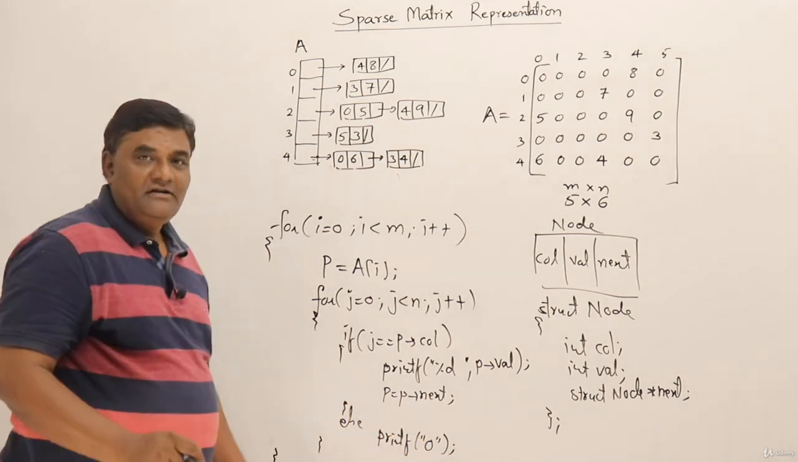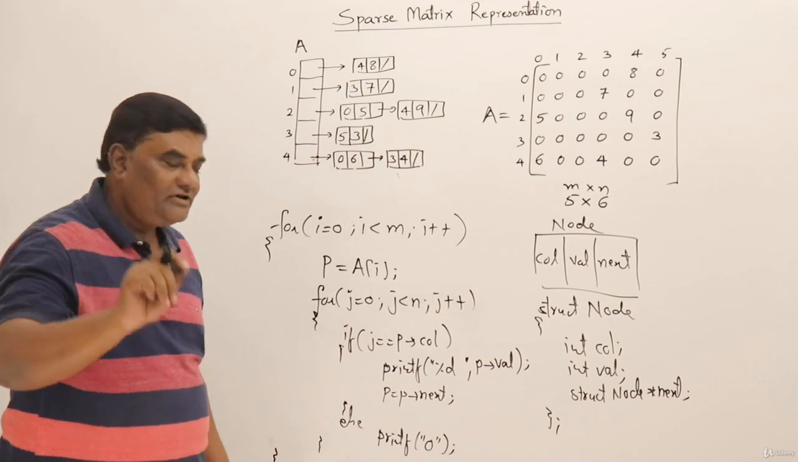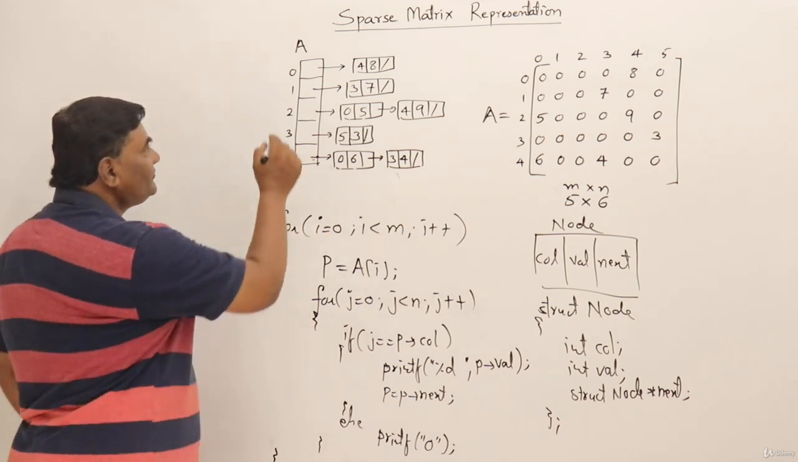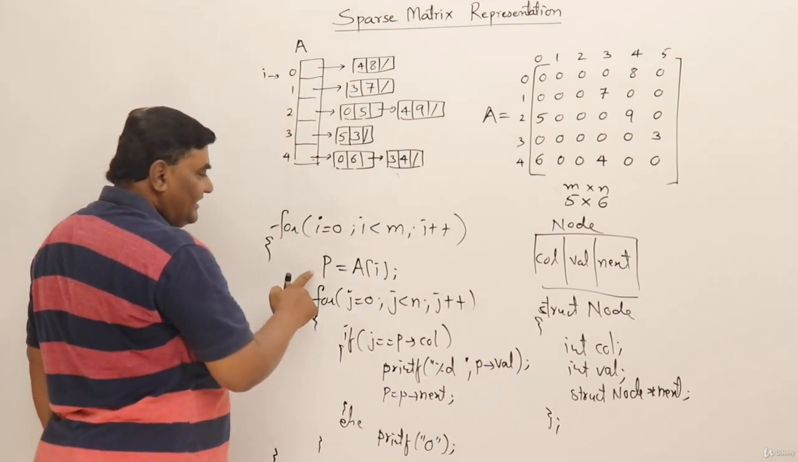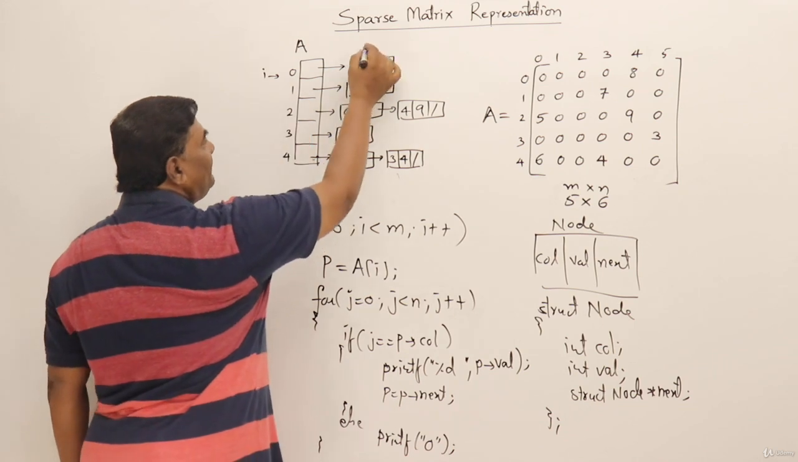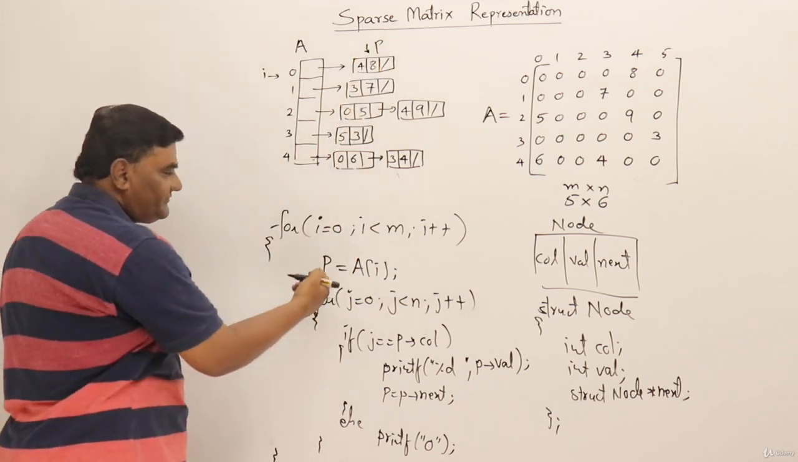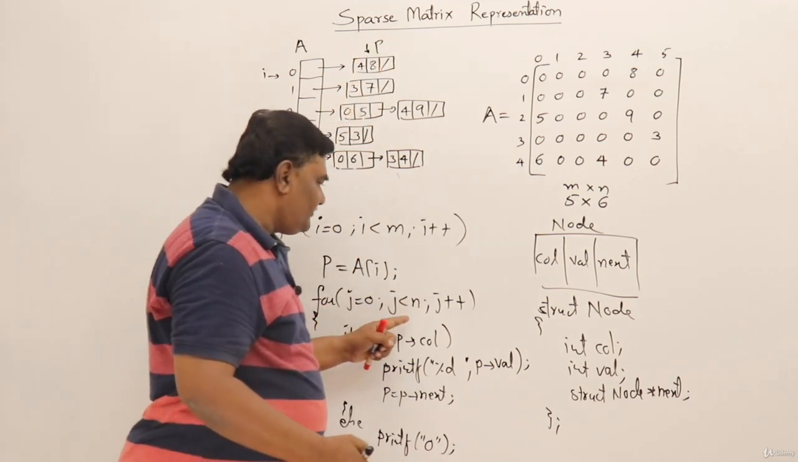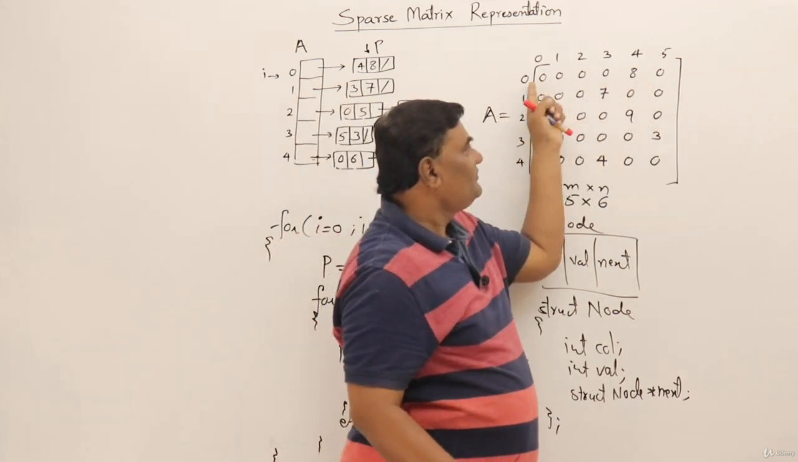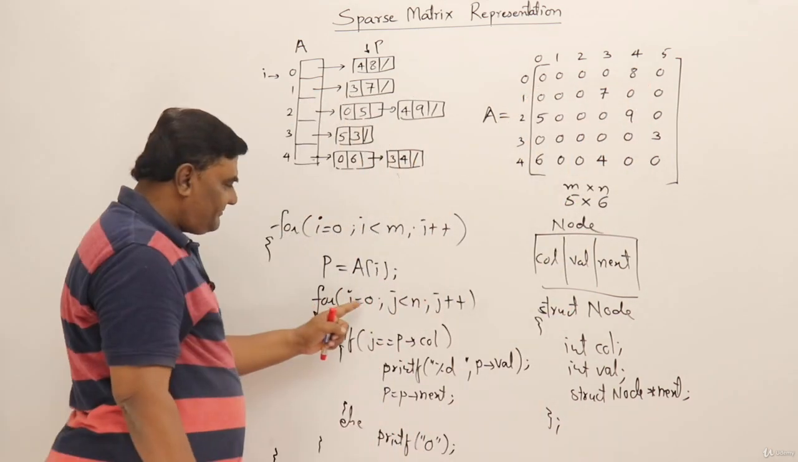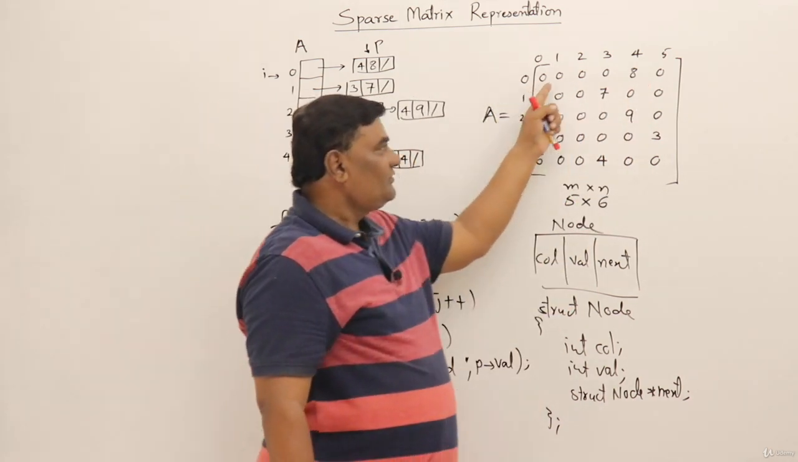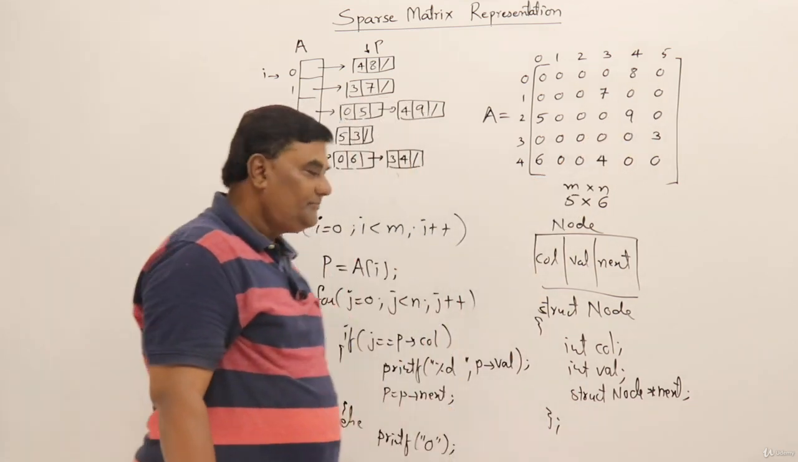This is simple. So I will trace this one a little bit. Just watch it. i is starting from 0. So i is here. Then P assign A of i, so P will be pointing here, at the first node. Then for j assign 0 to n. 0 to n means 0 to 5 it will go. j will repeat from 0 to less than 6, so it will go up to 5.